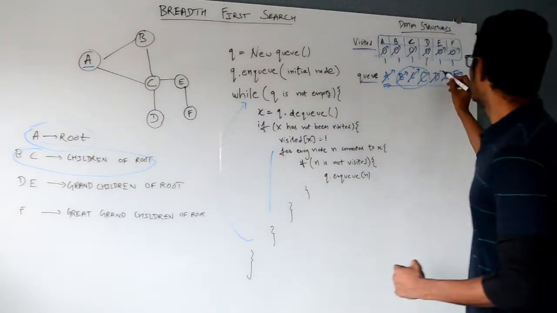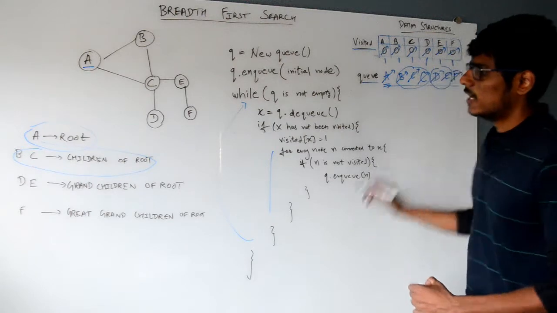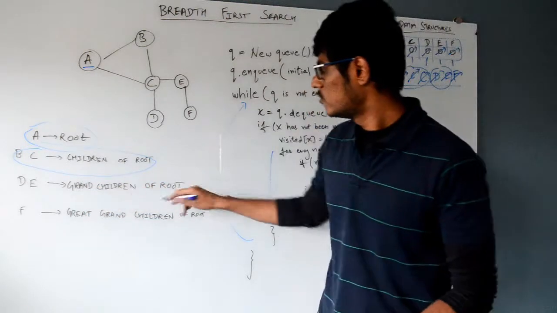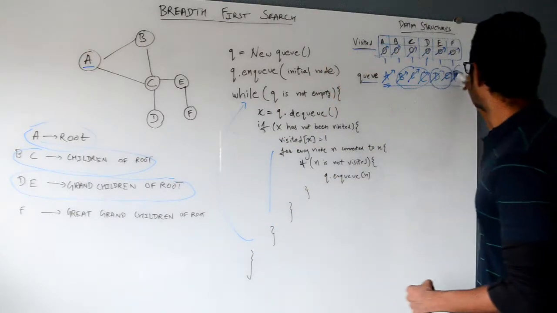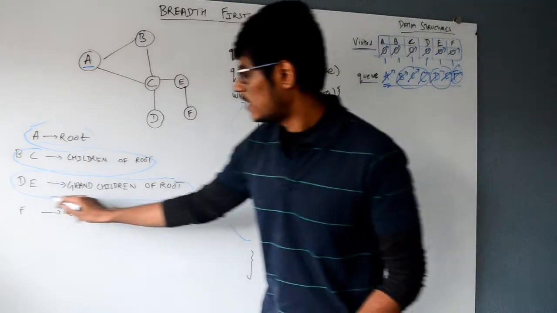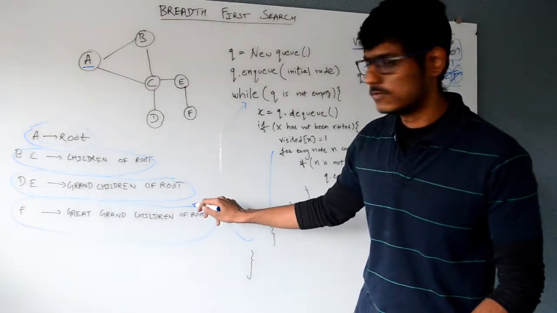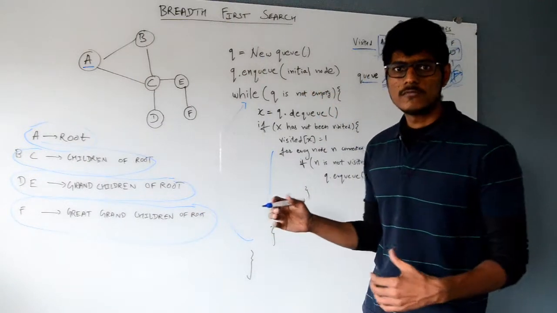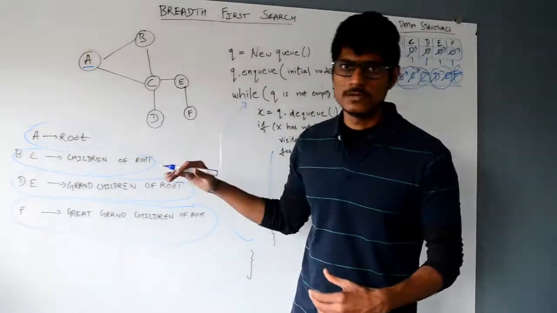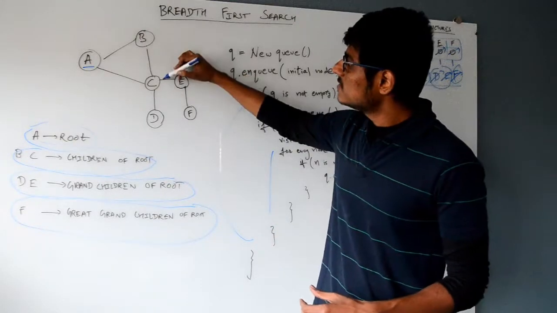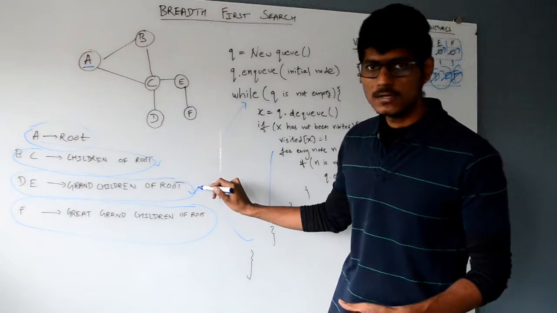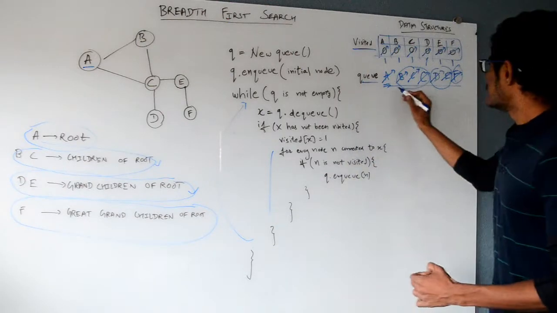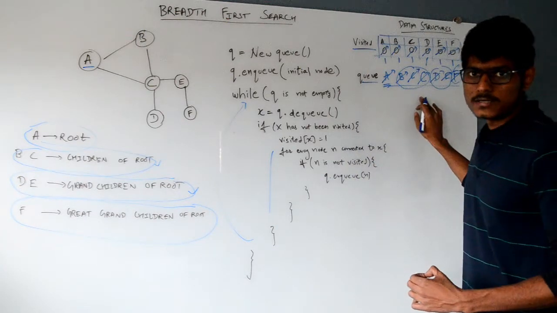Then we dequeued D and E. As we can see, D and E are the grandchildren of the root. Then we dequeued F. F is the great grandchild of the root. So this is how we can confirm that we have maintained our order. Now the ordering BC or CB doesn't matter in this case. Again, DE and ED doesn't matter in this case. That's why we can confirm that this ordering is correct.